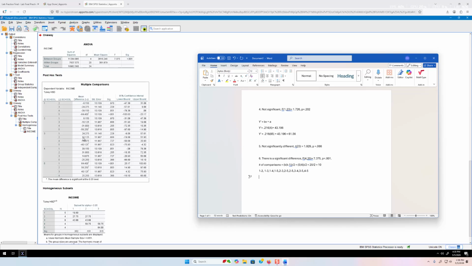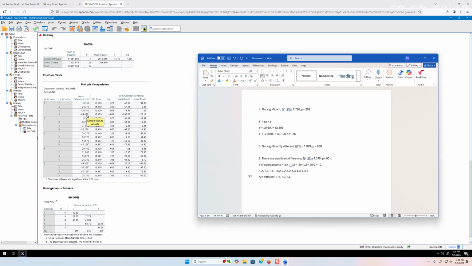So let's look at 1 and 2. 1 and 2 doesn't have an asterisk, so 1 and 2 is the same. We're looking for the same, we're looking for not different. 1 and 2 is the same. 1 and 3 is the same. 1 and 4 is the same. 1 and 5 is different, so we're not going to list that here.